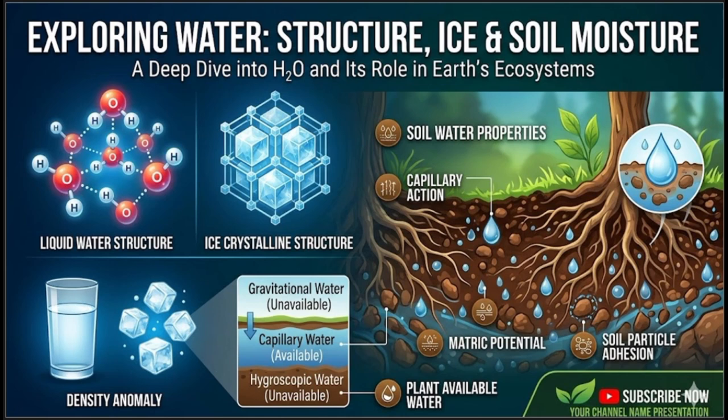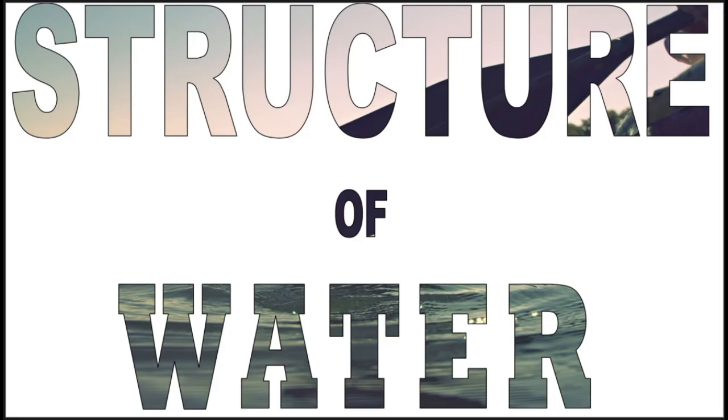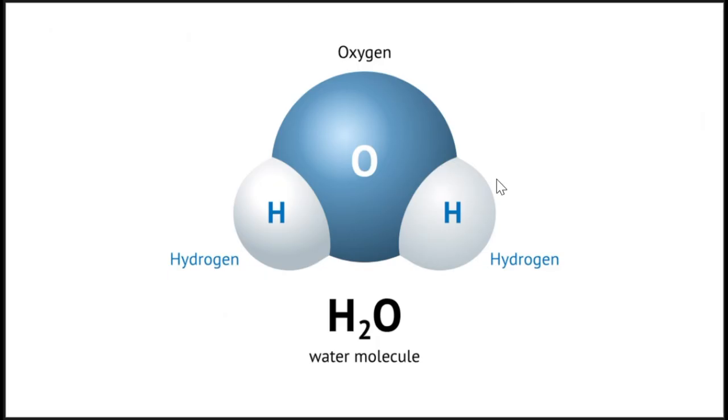So we can explore water, its structure, the structure of ice, etc. First, the structure of water. You all know that water is the most common substance on the earth, which is essential for all life forms. Its chemical formula is familiar to everyone, H2O. From the molecule, we can see water is made up of two atoms of hydrogen and one atom of oxygen. Hydrogen is connected to oxygen. So we can explore more details about water.